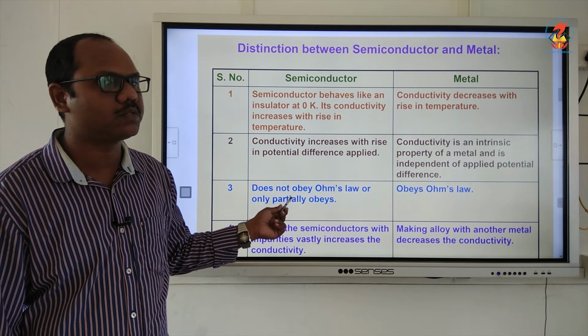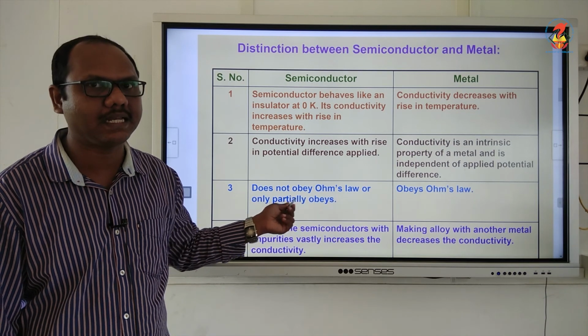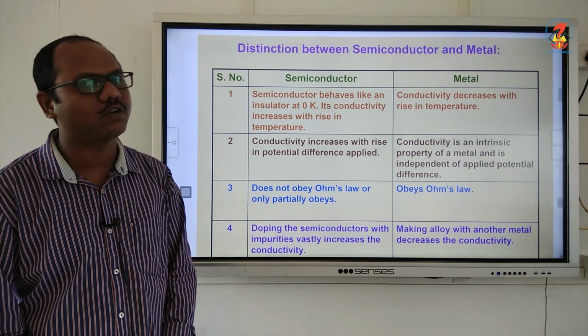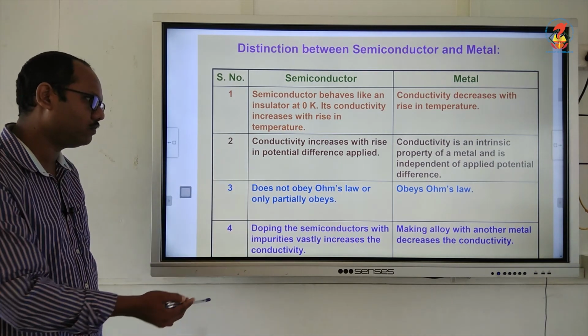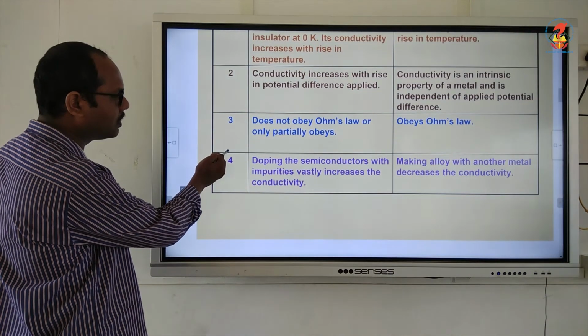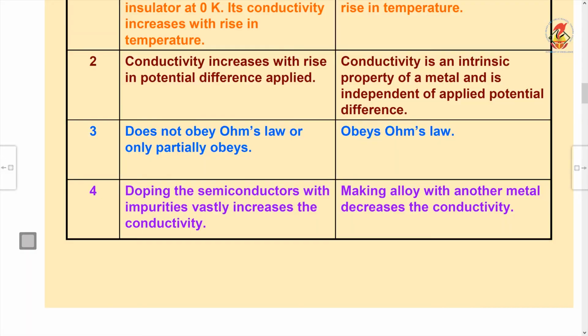Semiconductors do not obey Ohm's law. That means you will not get a straight line graph here, whereas conductors obey Ohm's law, metals obey Ohm's law. Now doping the semiconductors with impurities vastly increases the conductivity, whereas in metals making an alloy with another metal decreases the conductivity. So that is the difference.